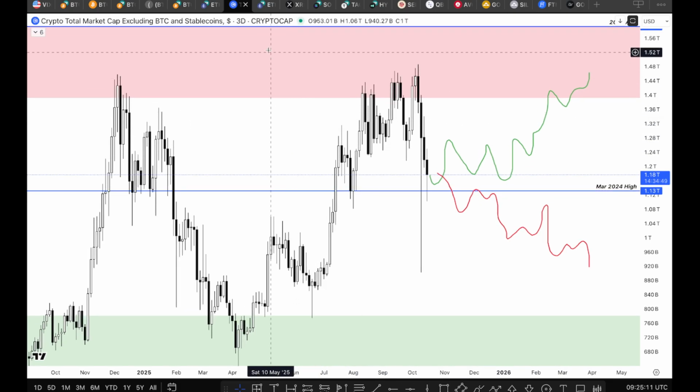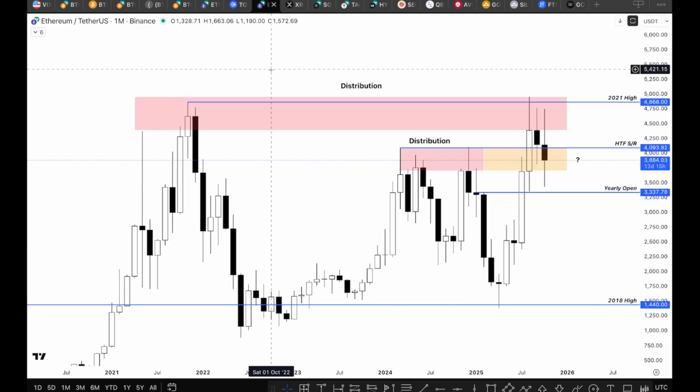Now, starting with Ethereum, same thing we're going to do on every coin. Let's look at what smart money are doing.